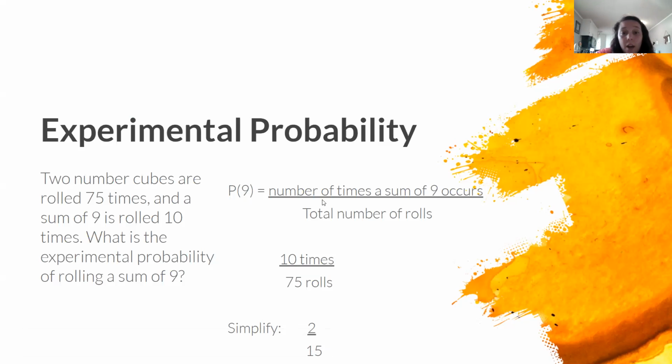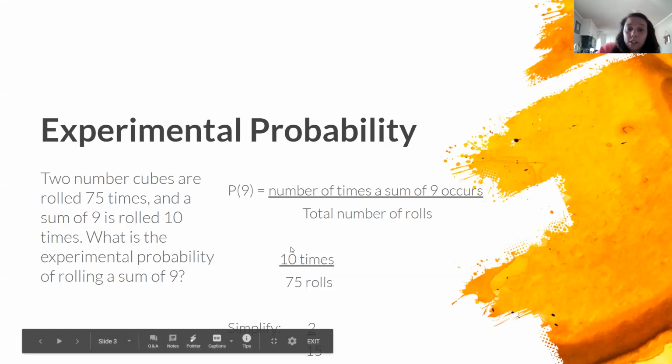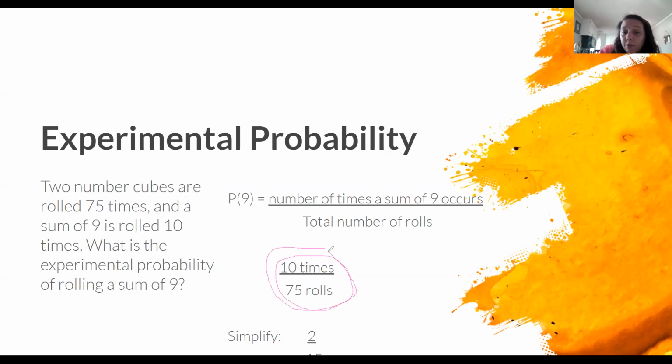So breaking this down, the top part of my probability, or my fraction, is going to be the number of times that the sum of 9 occurred. So looking back at the question, it says the sum of 9 is rolled 10 times. So that's going to be my top number. And then the total number of rolls, and again, looking back at your question, it said that the 2 number cubes were rolled 75 times. So 75 is my total number. So you guys can see that on the screen. It's kind of already written out for you. So I have 10 times over 75 rolls. And then remember to always simplify. So when you simplify this, I know that 5 can go into both of these numbers. So I would divide both by 5 and simplify to get 2 out of 15.